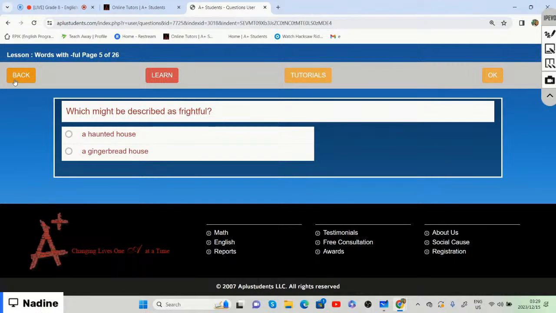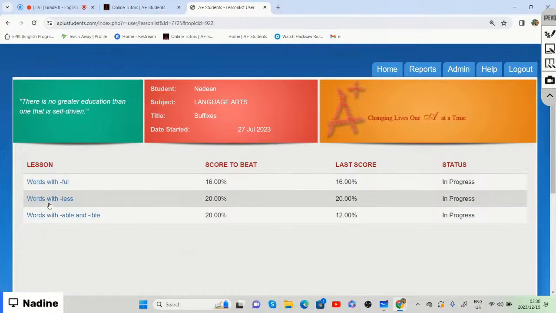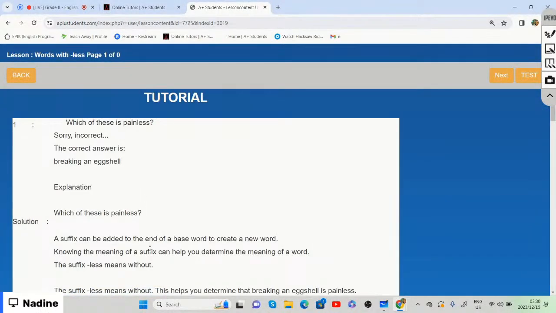All right, now we're going on to our next lesson, which is words with less, right? And we say that a suffix can be added to the end of a base word to create a new word. And knowing the meaning of a suffix can help you to determine the meaning of a word. And we said less means without.